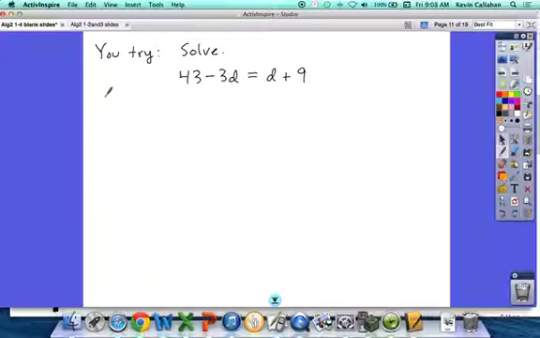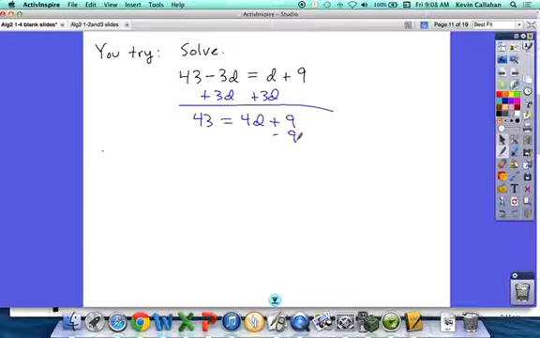So what do I do to move the 3D? Add 3D. So now I got 43 equals 4D plus 9. Okay, we've got to get all the constants on the other side, so I subtract 9, subtract 9. Now I've got 34 equals 4D.